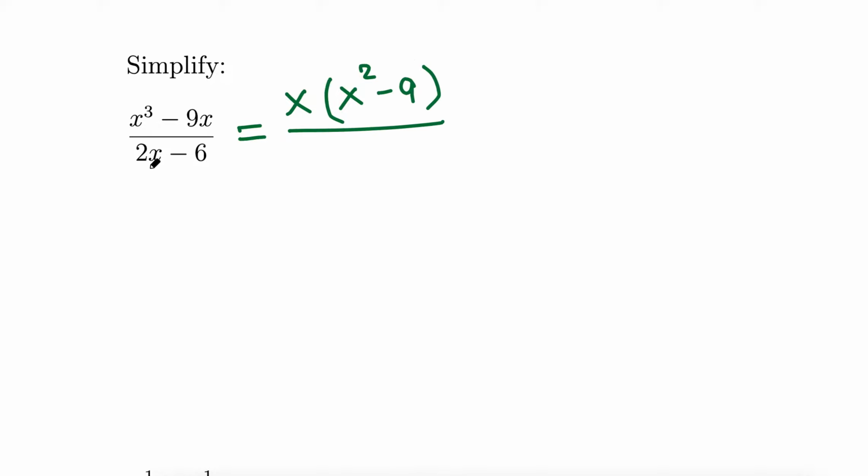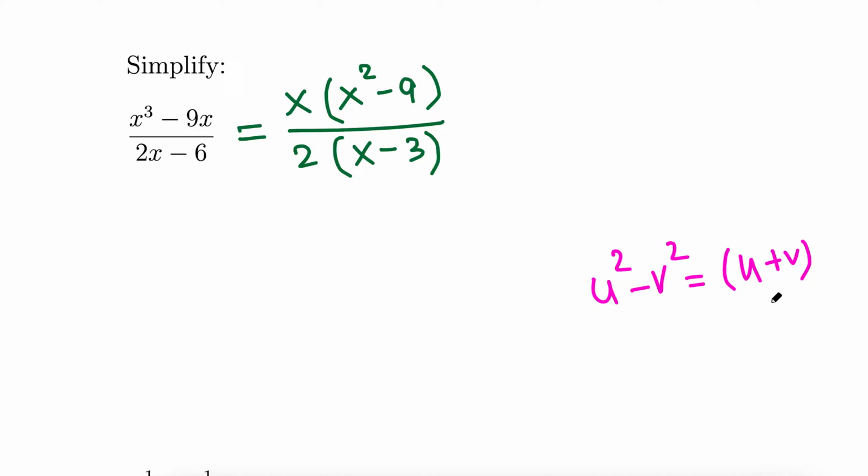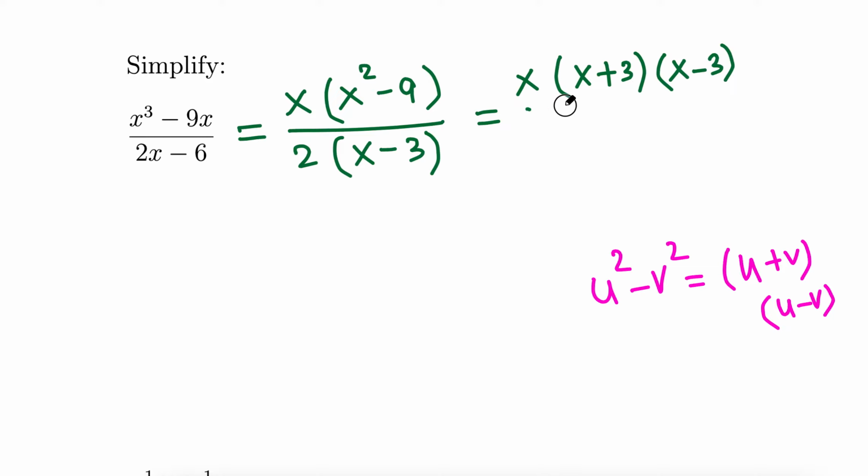On the bottom, 2x minus 6, so 2 out, x minus 3. Since we have degree 2, x squared minus 9, it looks like it's a difference of two squares. When we have u squared minus v squared, that is u plus v times quantity u minus v. So x squared minus 3 squared. So that is x plus 3, x minus 3, all over 2 times x minus 3.